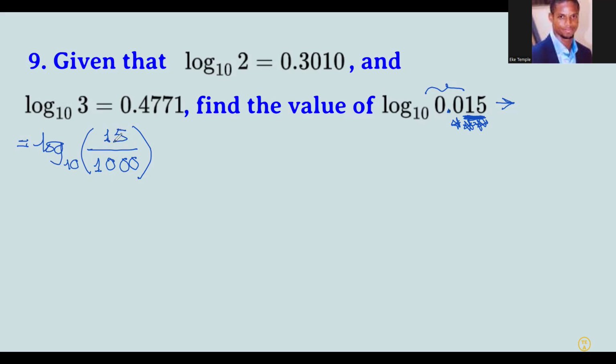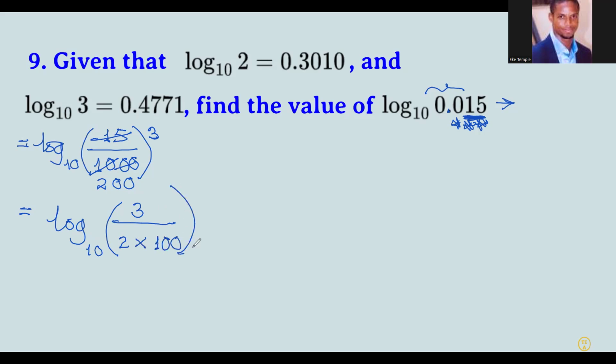Okay, if we decide to really divide here, let's see. 5 divides into 15, that is 3. And 5 divides into 10, that's 2, with these 2 zeros. We can do this because we can still bring out 100 in this number. So what do we write? This is going to be log base 10 of 3 divided by 2 multiplied by 100. Can you see that? So we're right on track. Can you see the figures 3 and 2 are beginning to show up?